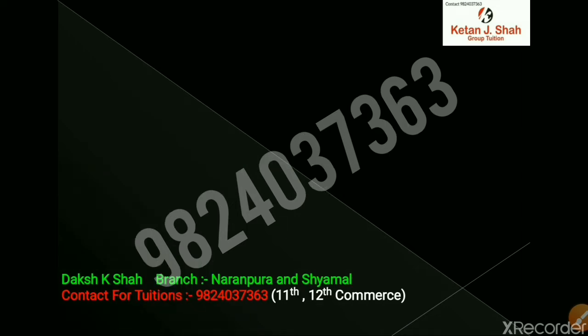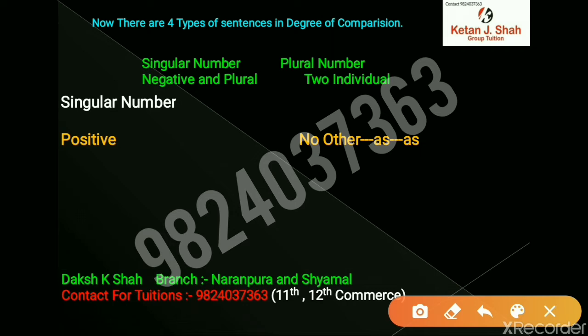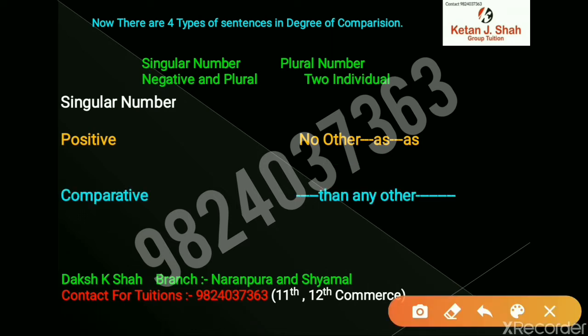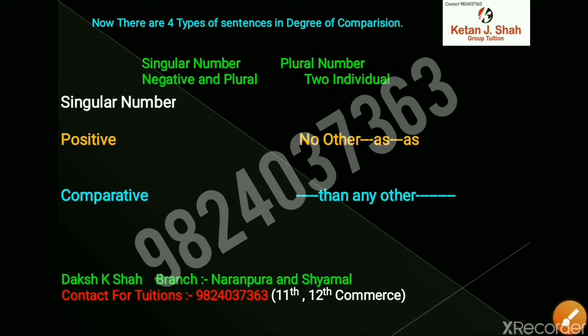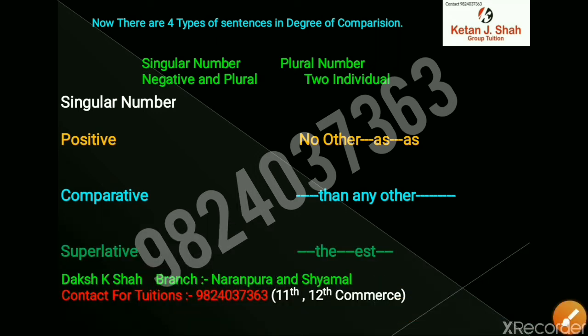This is superlative. Now, there are four types of sentences in degrees of comparison: singular number, plural number, negative and plural, and two individuals. First is singular number. First, I will show you the singular number formation. In positive degree in singular number, you will have to use the formation no other as. Then, in comparative degree, you will have to use than any other. And in superlative, you will have to use the est.